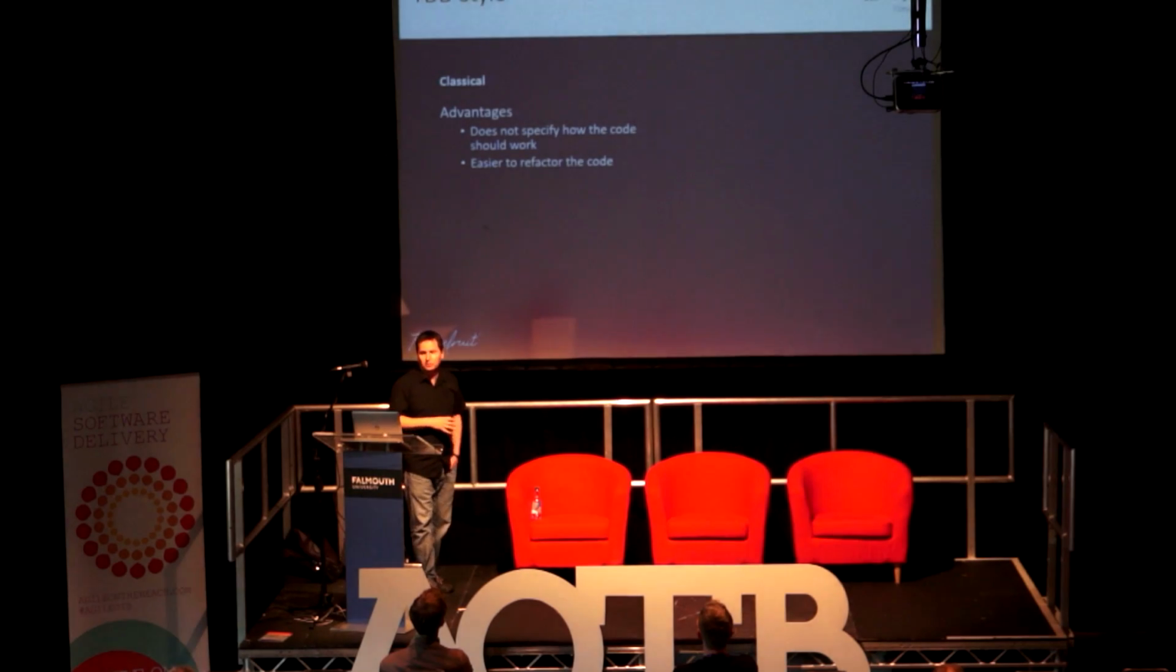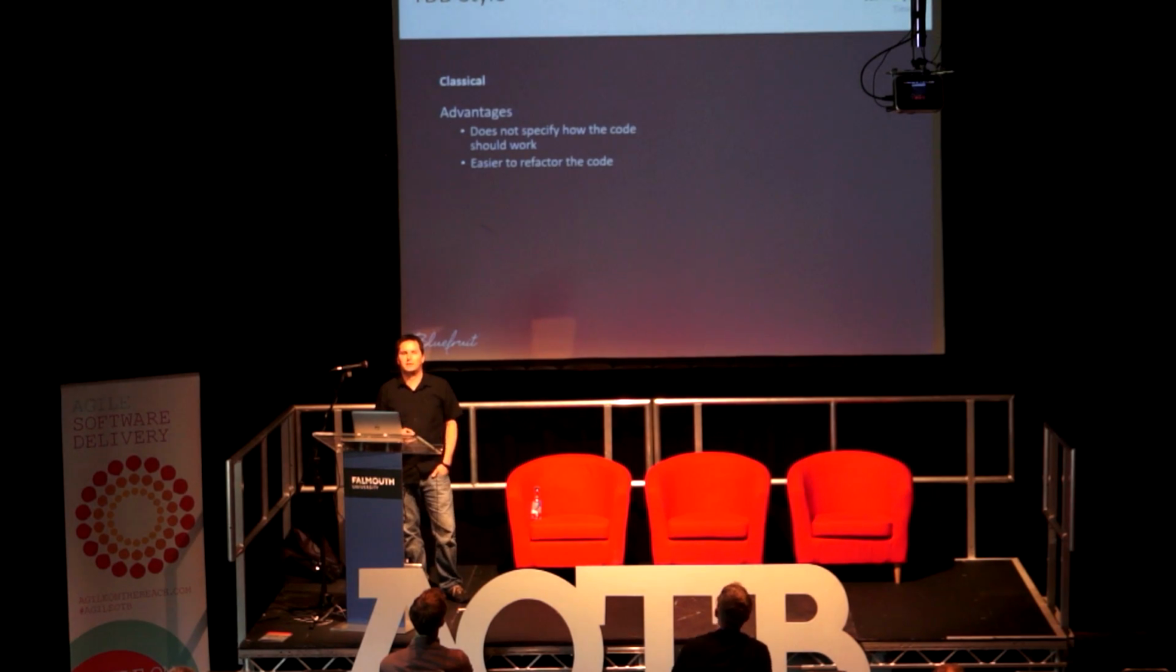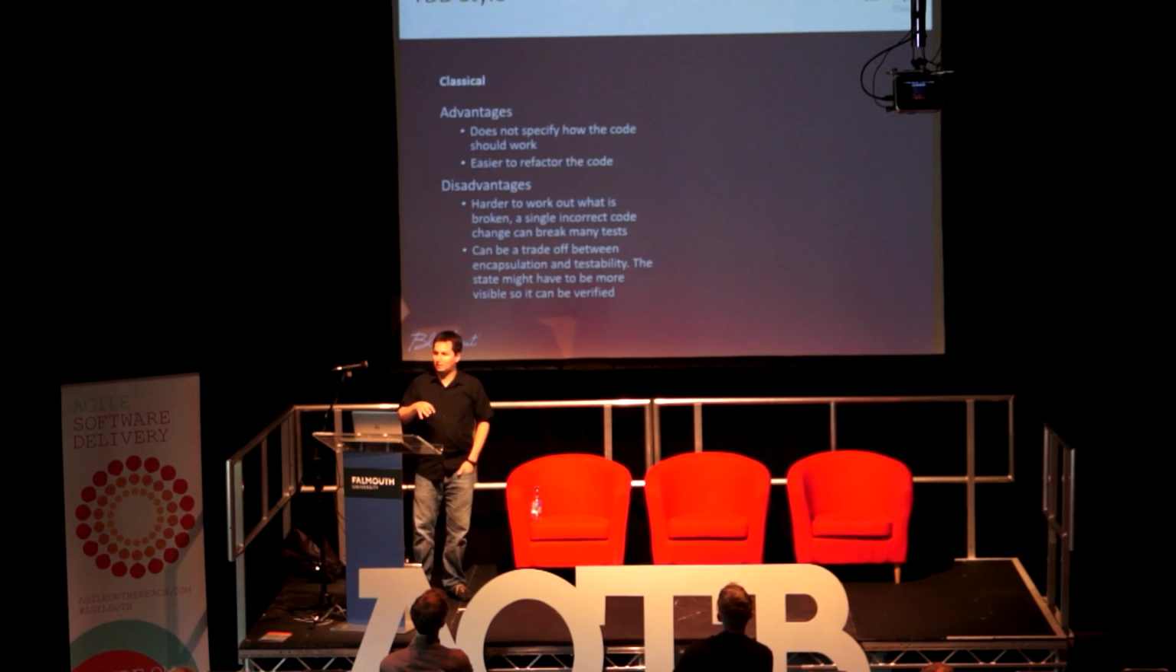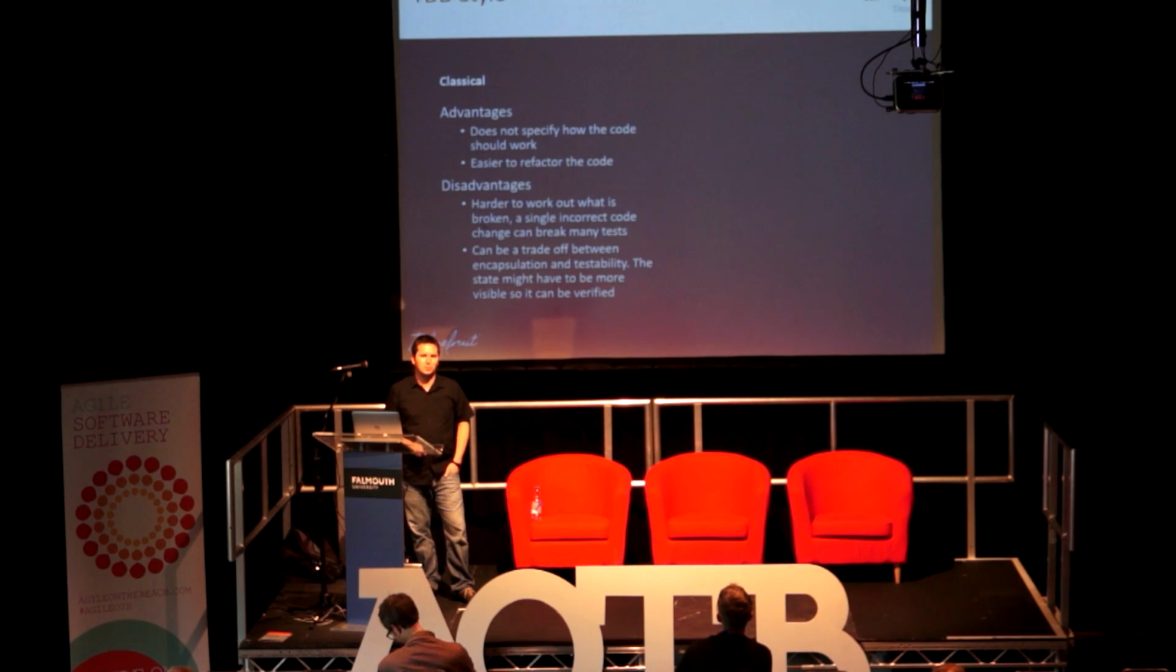So in summary, classical TDD has the advantage that it doesn't specify how the code works. It only checks the final state, and this makes refactoring easier. The disadvantages are that single incorrect code changes can break a lot of tests, especially if you actually use the real objects as collaborators, and there can also be a trade-off between encapsulation and testability.